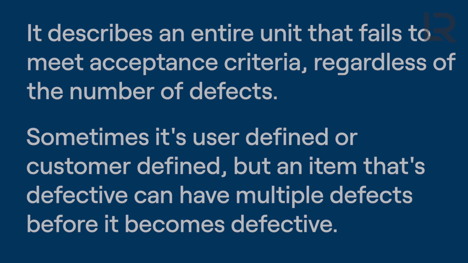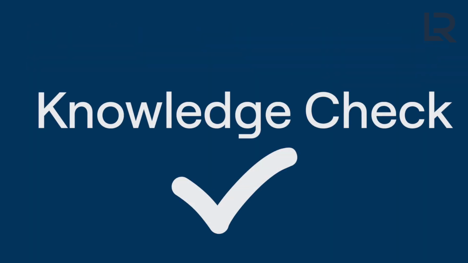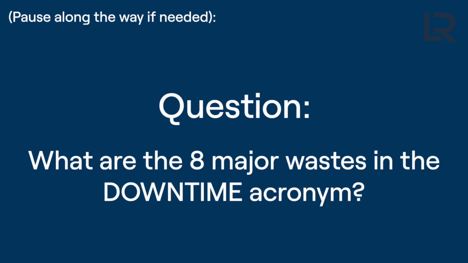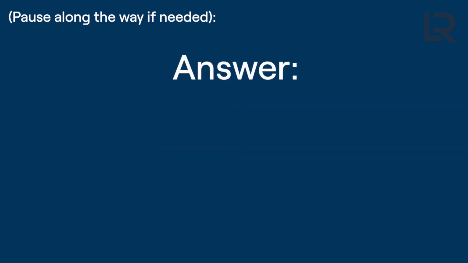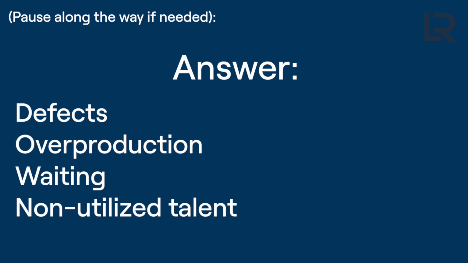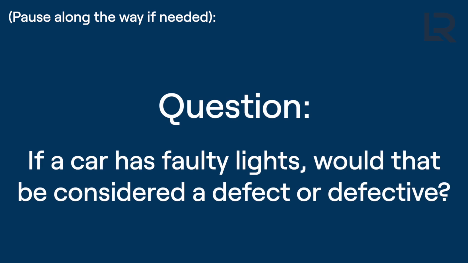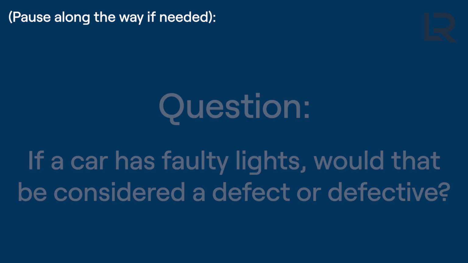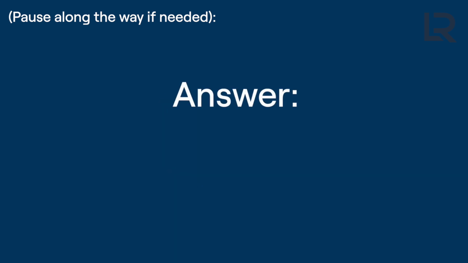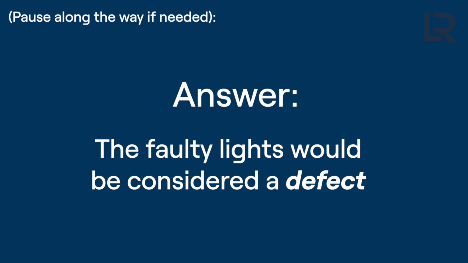Let's take a minute and conduct one more quick knowledge check. Select the correct answer from the following questions. 1. What are the 8 major wastes in the DOWNTIME acronym? Defects, overproduction, waiting, non-utilized talent, transportation, inventory, motion, and extra processing. 2. If a car has faulty lights, would it be considered a defect or defective? And the answer to question 2 is the faulty lights would be considered a defect.